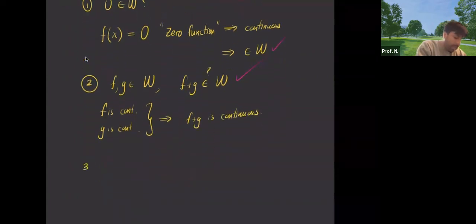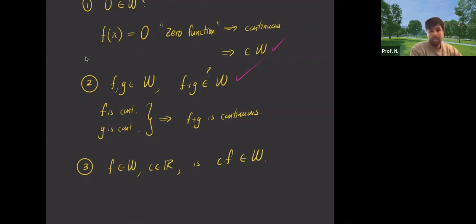And what's the next thing? If f is in W and c is a scalar, is c times f also in W? So if I have a continuous function f and I multiply it by a scalar, will the result still be a continuous function? And the answer is yes. Is this true? Yes. Again, this is a calculus question.